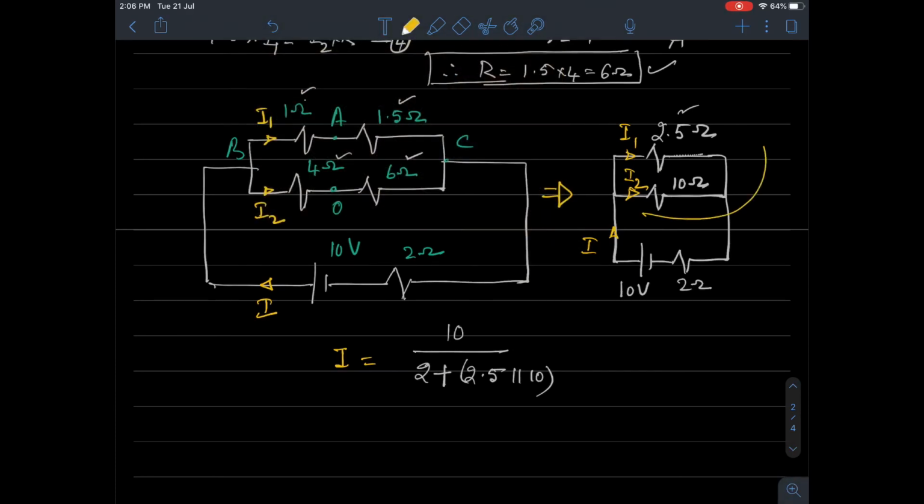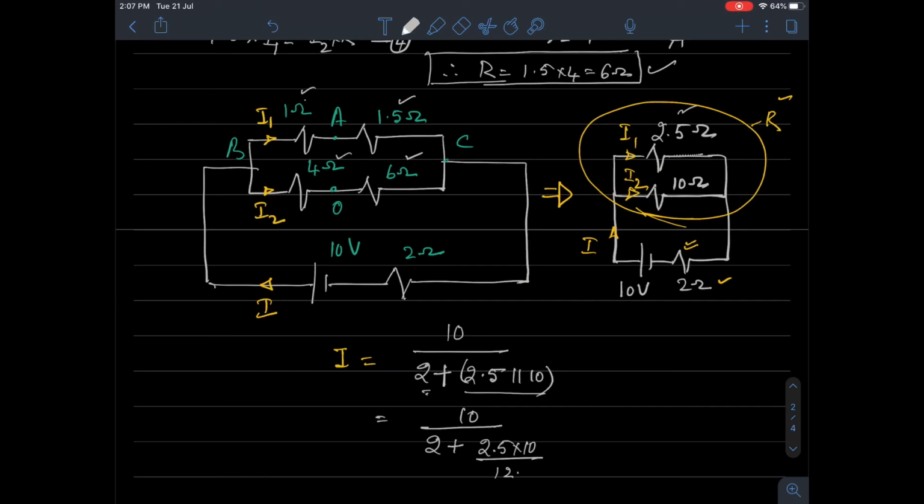Okay, these two are in parallel. That is this much. That gets added to 2. If you replace this yellow circle by one single resistance R, then R and 2 ohms are in series. Alright, so that is why I have added this parallel resultant to 2. So this comes out to be 10 divided by 2 plus, how much is this? This is 2.5 into 10 divided by 12.5, the sum of the two.